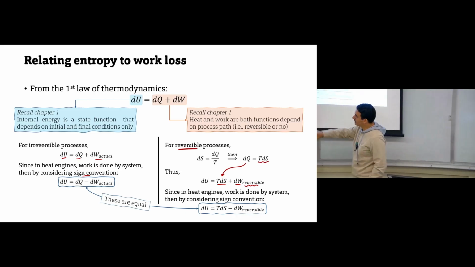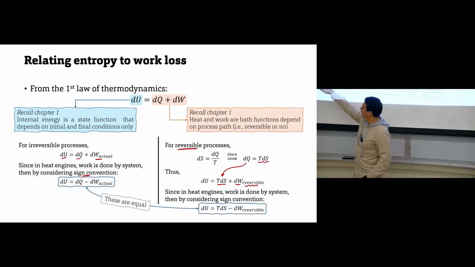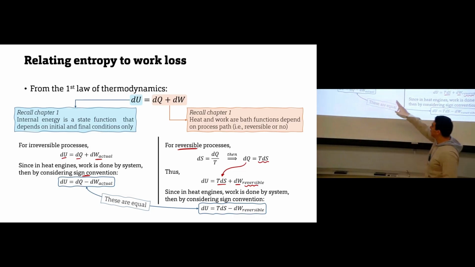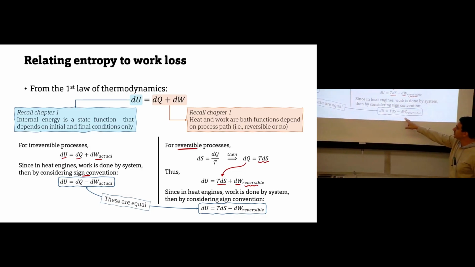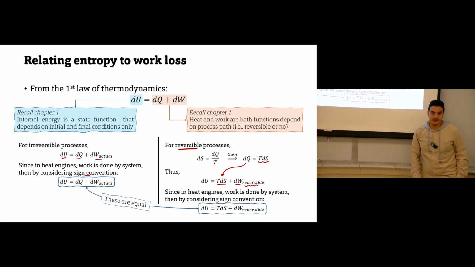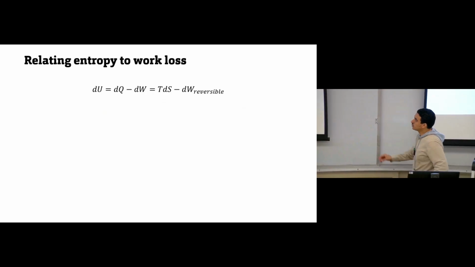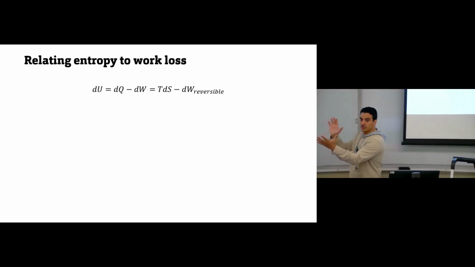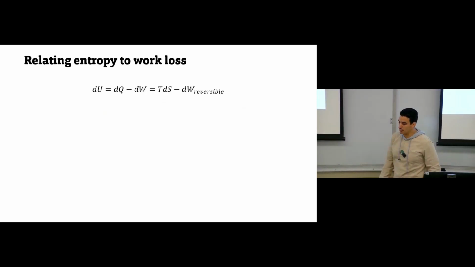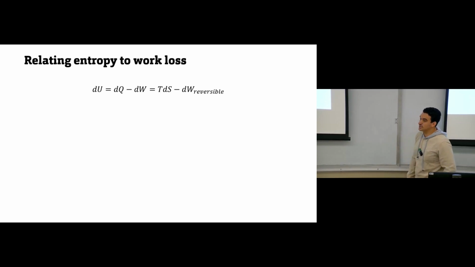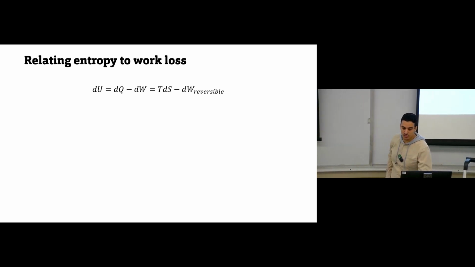So if you calculate internal energy from this equation for an irreversible process, or from this equation, you will have the same result. So you can say dU is equal to dq minus dW, for the irreversible process, equals TdS minus dW reversible. dU is the same for both of them. Okay, so far is clear? Clear? Okay.